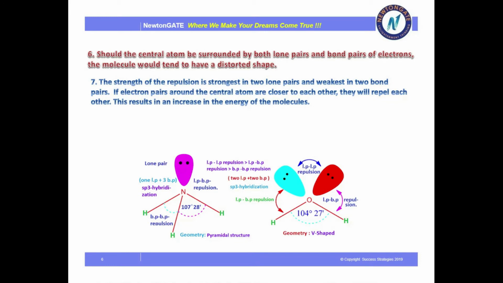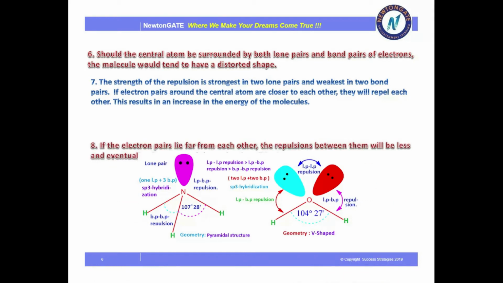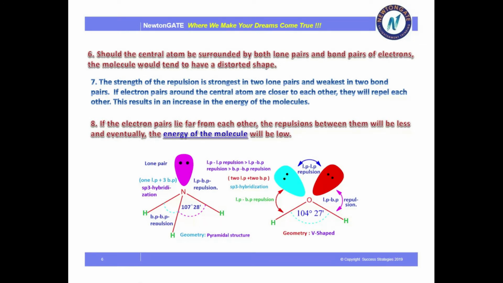Next postulate: the strain of the repulsion is strongest in two lone pairs and weakest in two bond pairs. If electron pairs around the central atom are closer to each other, they will repel each other. This results in an increase in the energy of the molecule. Next point, if the electron pairs lie far from each other, the repulsions between them will be less and eventually the energy of the molecule will be low.